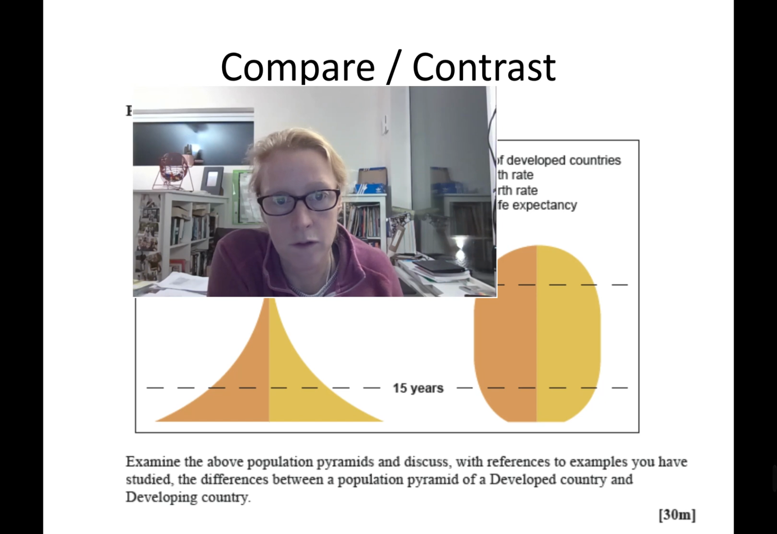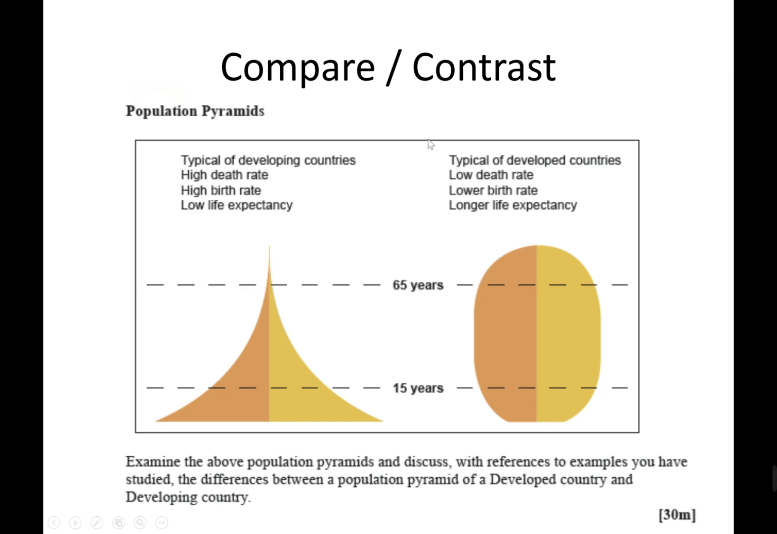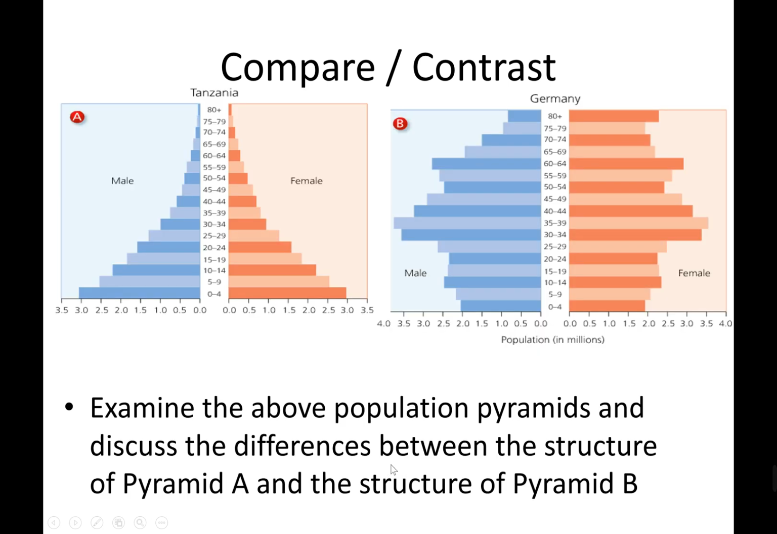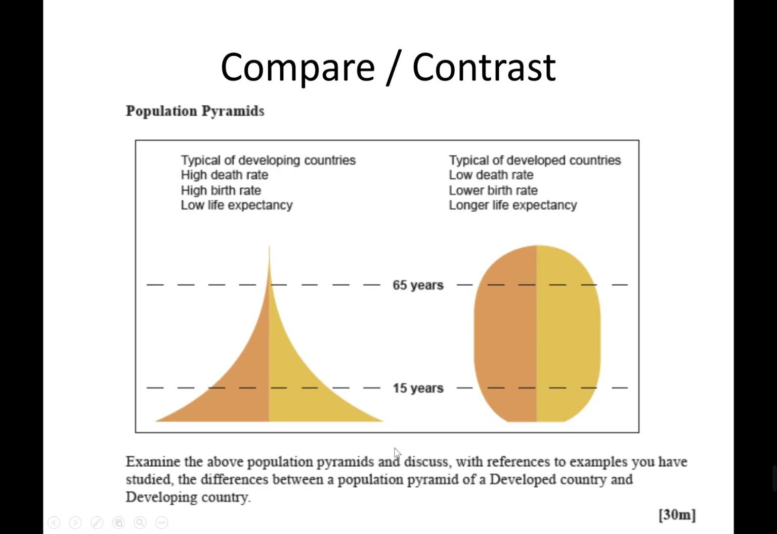So what I'm going to do is go through this with you. Population pyramids typical of developing countries, typical of developed countries, and we're going to answer that. I'm going to write brief notes on it. This is on page 47 of your booklets, an old booklet, and there's a bit of space underneath that, so maybe take down the notes in there.